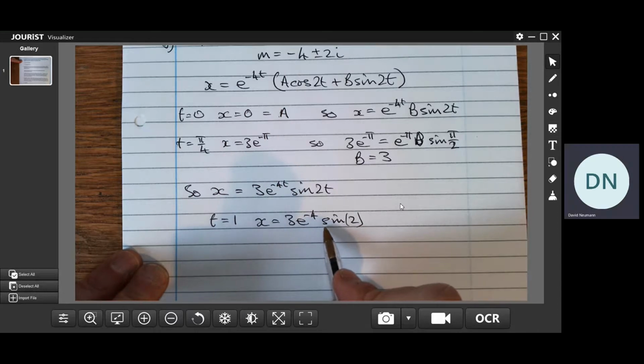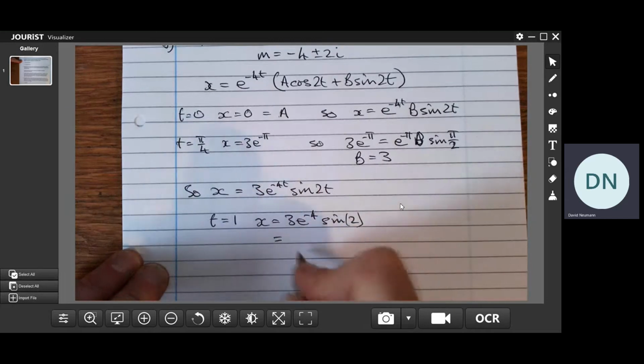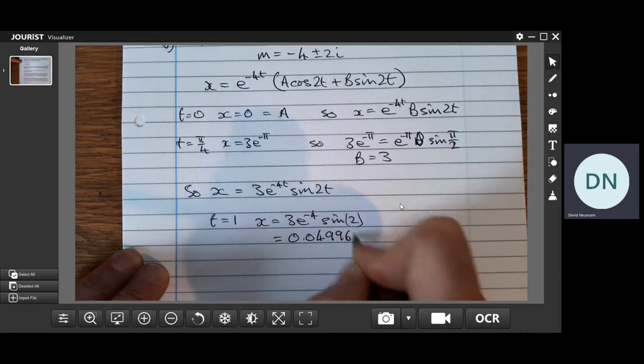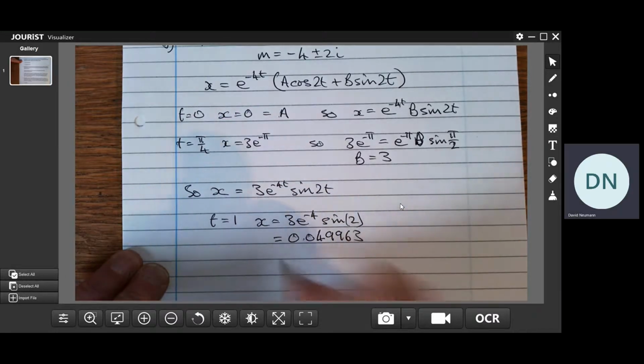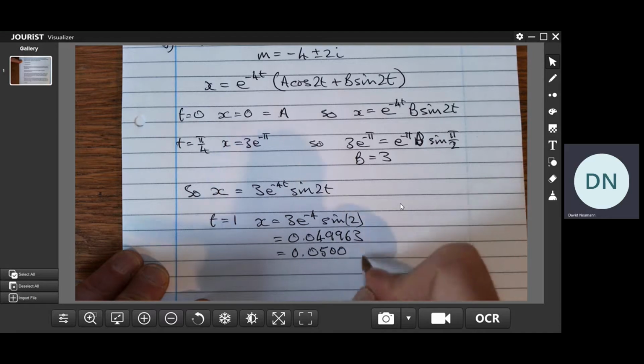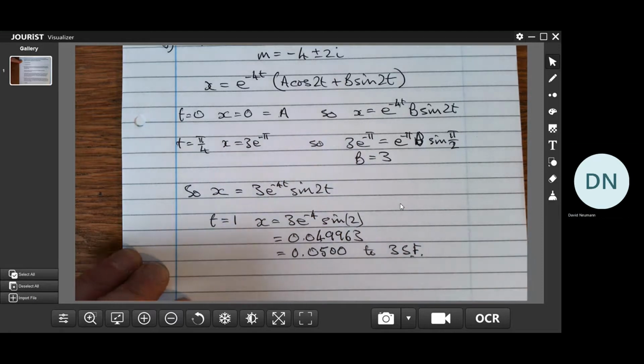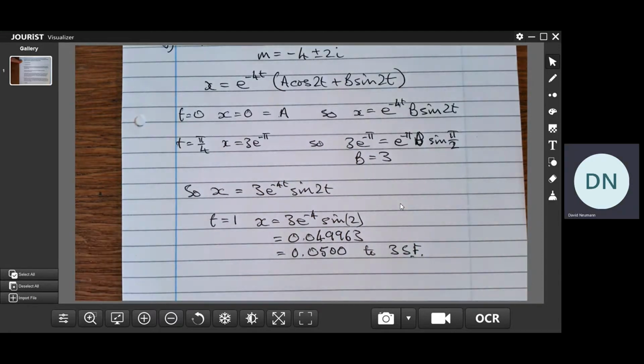Be very careful, make sure that you've got your calculator in radians mode, and you can calculate that, and we get 0.049963. We should round that, and we're going to give that to 3 significant figures, so that's 0.0500 to 3 significant figures. So that's our first example.